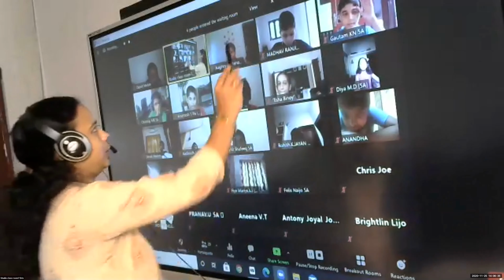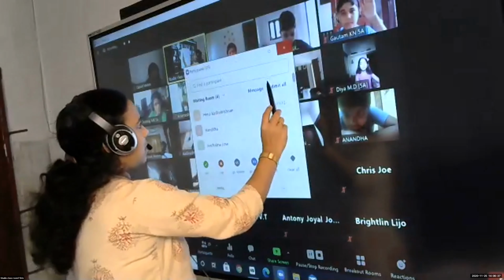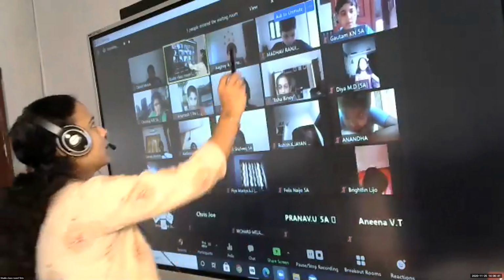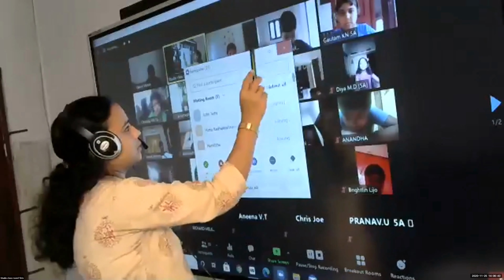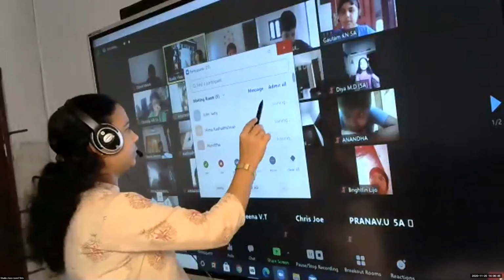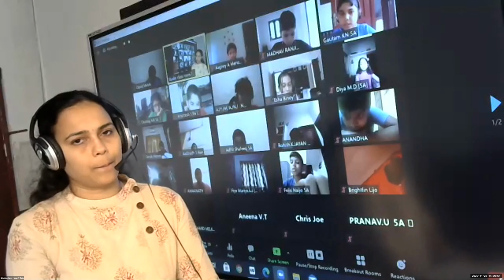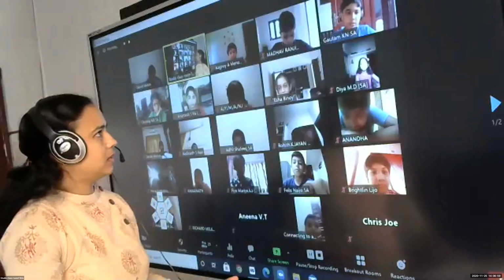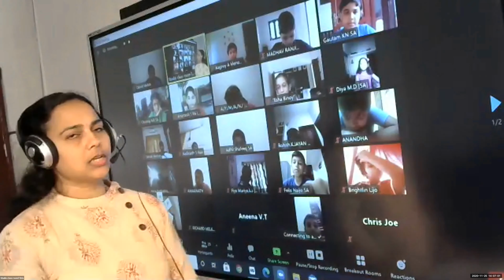Now, if the numerators are same and the denominators are different, how can we compare? Yes, Gautam. We will look at the denominator. Which denominator is bigger? The fraction with the bigger denominator is smaller.